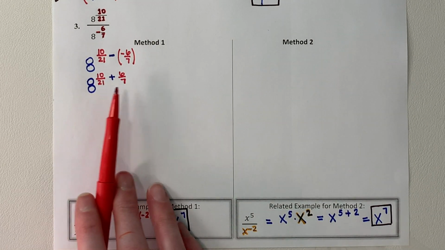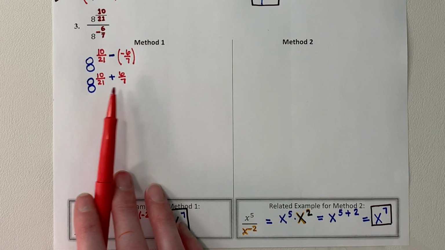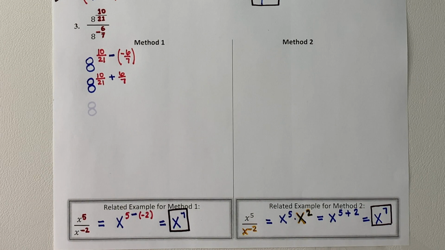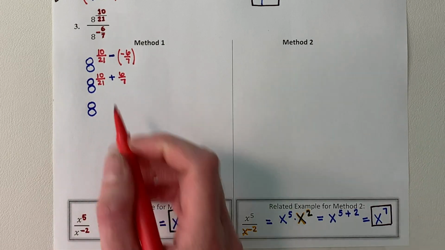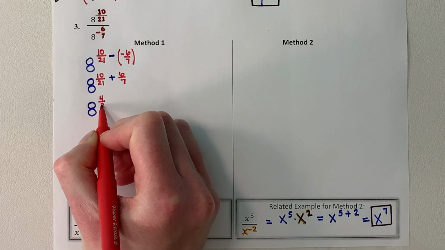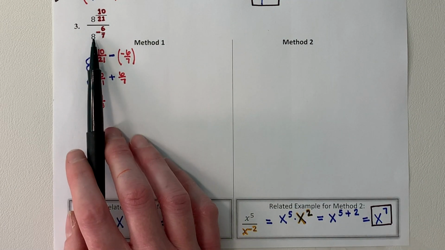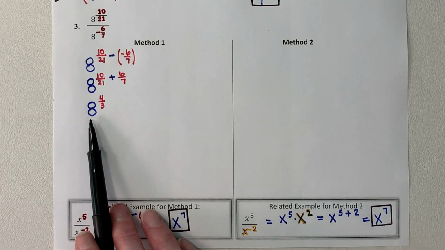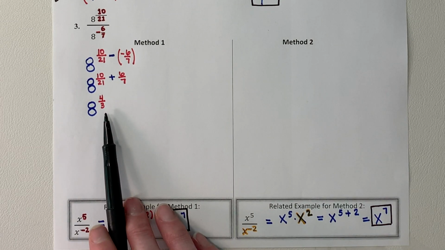Now we want to add these fractions. You can either do this by hand by getting a common denominator, or you can type this into your calculator. I would recommend just typing it into your calculator, and if you take 10 over 21 plus 6/7, we get 4/3. Now we're having success simplifying. We started out with the base 8 occurring more than once, which we fixed, and we also started out with a negative exponent. We no longer have a negative exponent.